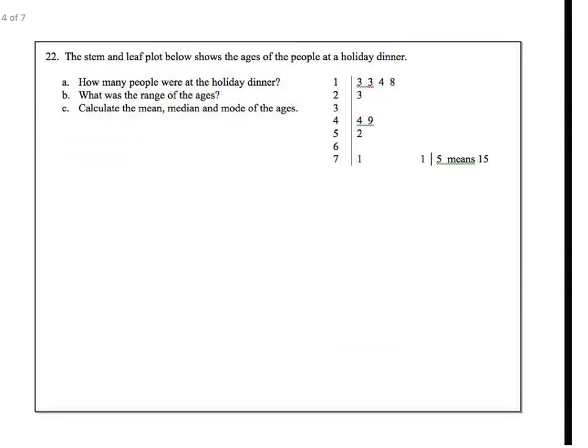For 22, we've got a stem and leaf plot. It says the stem and leaf plot below shows the ages of people at a holiday dinner. So how many people were at the holiday dinner? You're just going to add up how many numbers there are on the right side of that line right there. I got 9, and I counted that. And what was the range of all the ages? Range is still max minus min, so for that one I would do 71 minus 13, right? I read that this 71 as 71, and then the minimum will be 13, so the range looks like was 58.